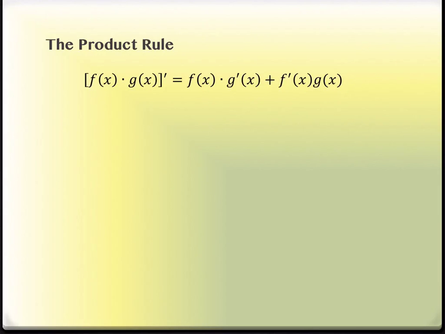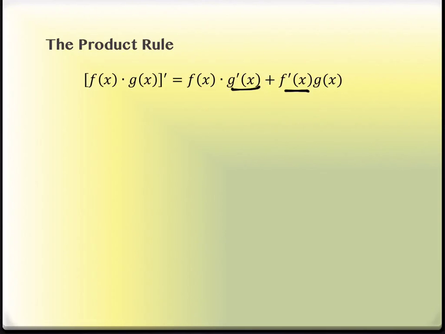If I want the derivative of a product, I have to take the derivative of each piece of the product. So here's the g prime and here's the f prime. And you multiply it by the piece that it's not taking the derivative of, as it was originally. So it's the first piece times the derivative of the second piece, plus the derivative of the first piece times the second.